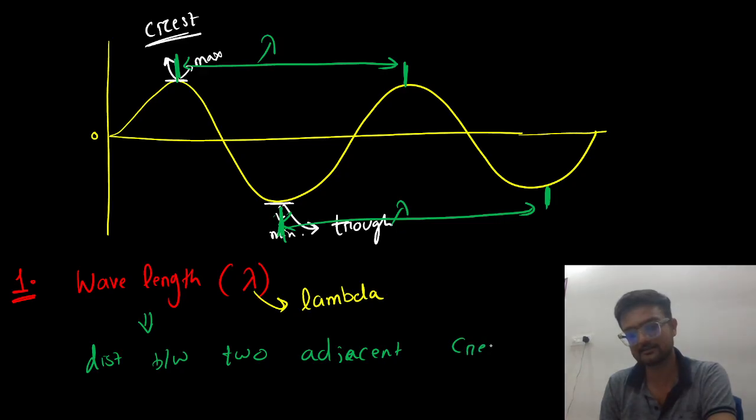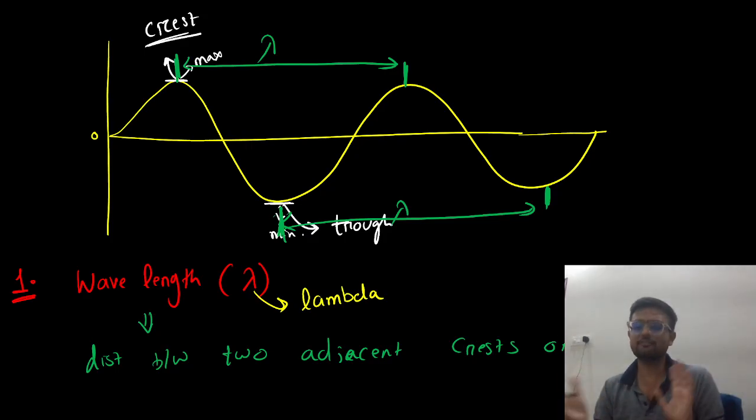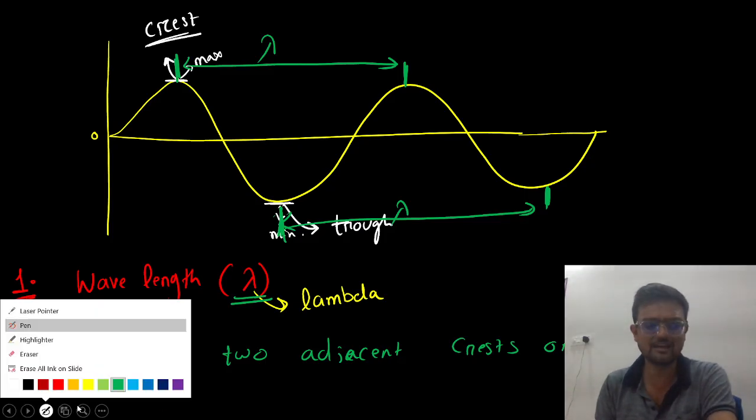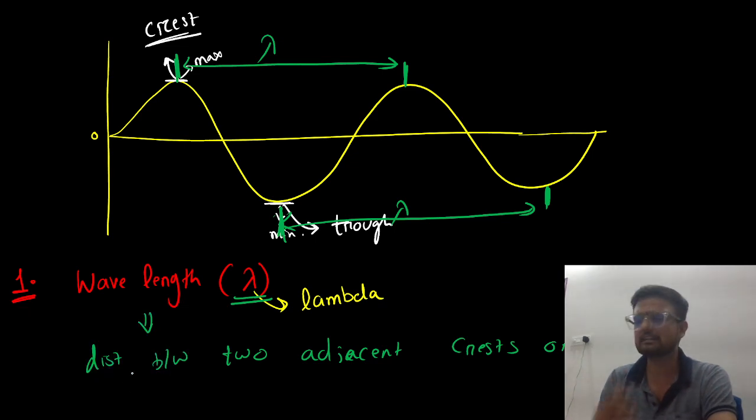adjacent crests or troughs. The distance between two adjacent crests or troughs is called wavelength, and wavelength is denoted by this Greek symbol which is called lambda. Now, one thing to remember: in papers and everywhere you'll see that lambda has a unit. Generally we express the wavelength in terms of angstrom. We write angstrom like this. This is called angstrom.